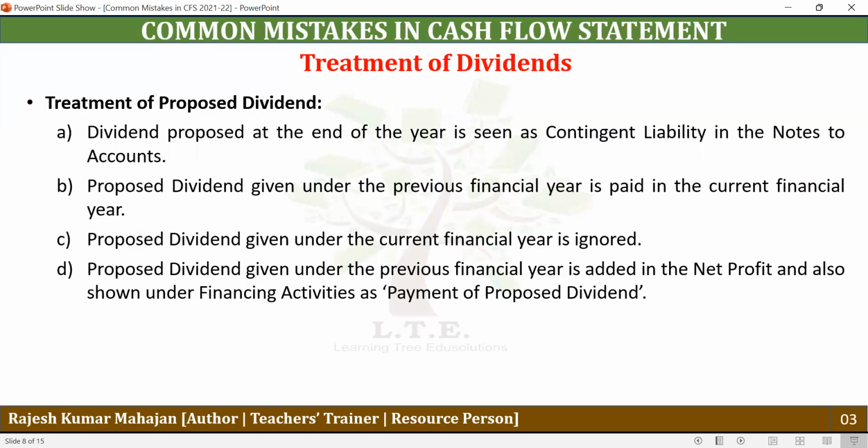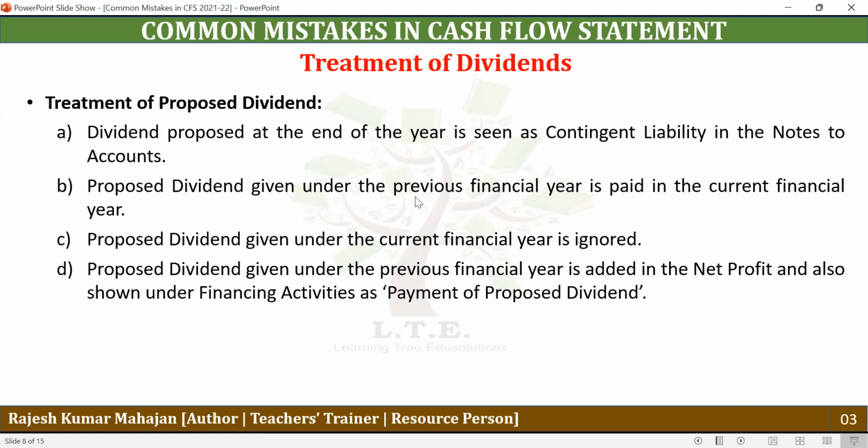So after this slide, we will discuss it. Dividend proposed at the end of the year is seen as a contingent liability in the notes to accounts. You must have seen questions where the contingent liability is given and the proposed dividend is given for 2 years, one for the previous year and one for the current year.